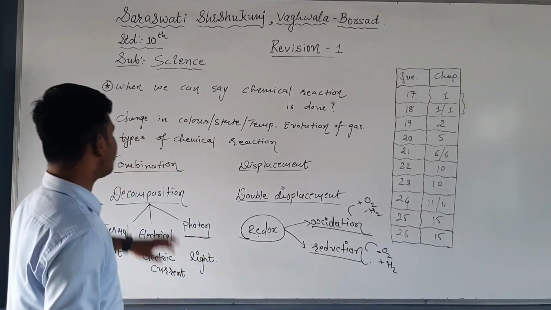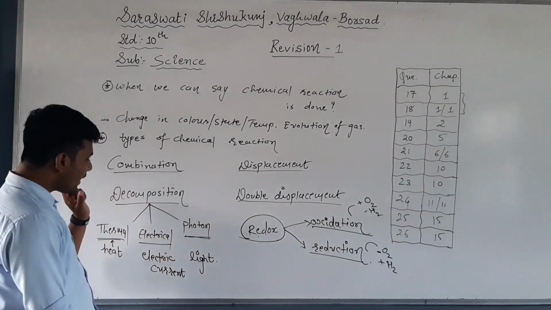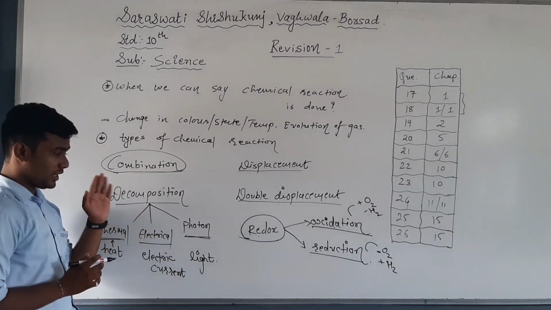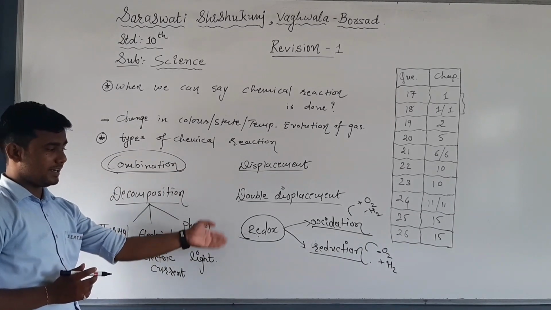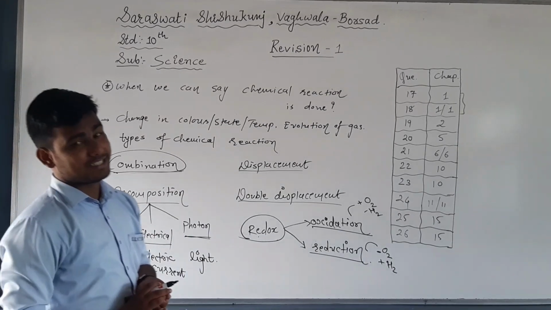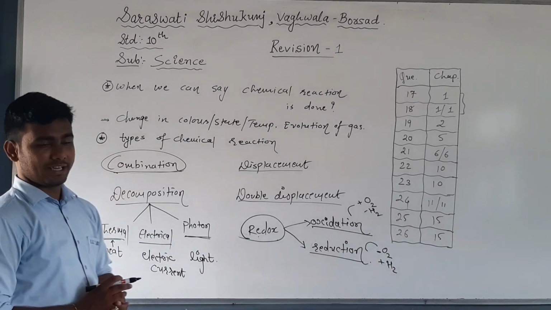So this way, in the whole chapter we will have some of these concepts, and how can we revise them? First we must know the definitions of combination, decomposition, displacement, double displacement and redox. Also we must know their examples, right? So we will check these examples in detail.